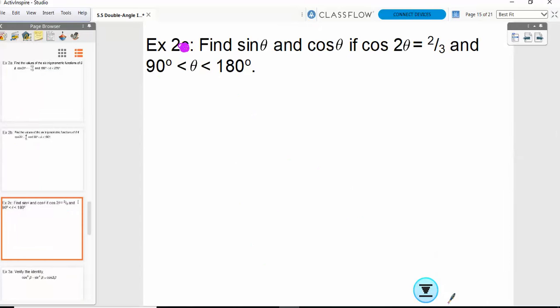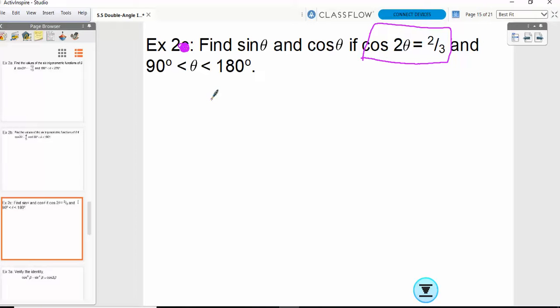So I want to find sine of theta and cosine of theta. And this time I'm telling you what cosine of 2 theta equals. So what I look at when I start these problems, if I see a 2 theta anywhere, that tells me a double angle. So I'm looking at my double angle formulas. I see a cosine 2 theta. So I go to those, there's 3 options.